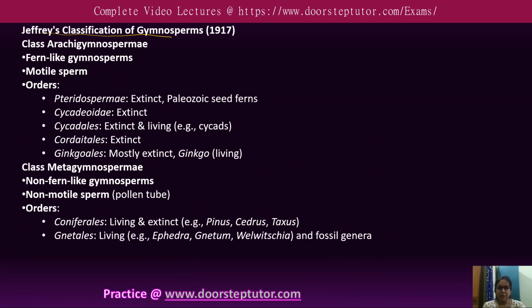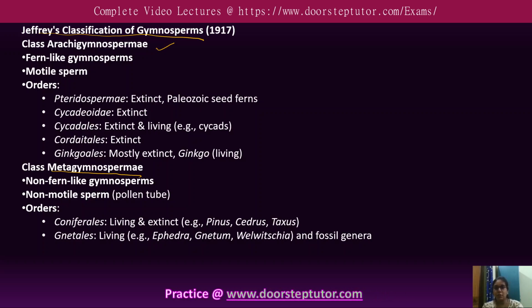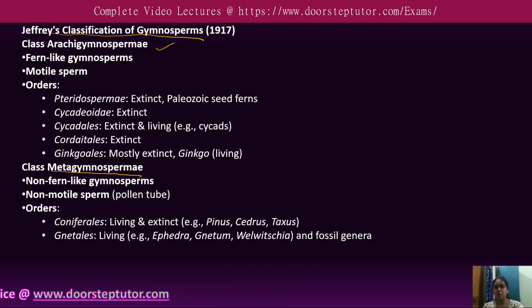While in the Jeffrey classification of 1917, he classified the gymnosperm into two classes. The first one is the Archegymnosperm, and the second class is the Metagymnosperm. Okay, and he classified them on the basis of their structure, appearance, as well as the reproductive features.